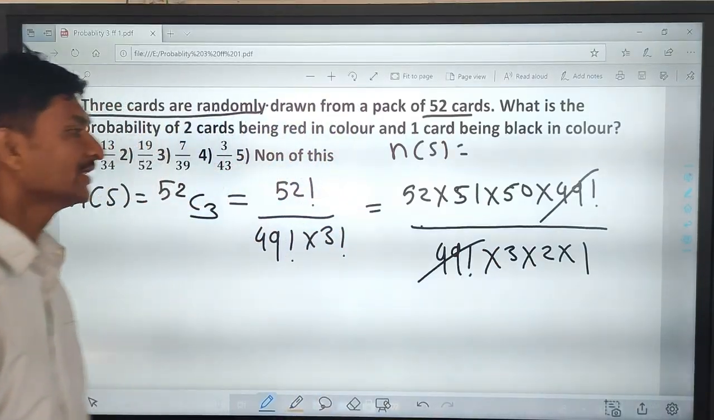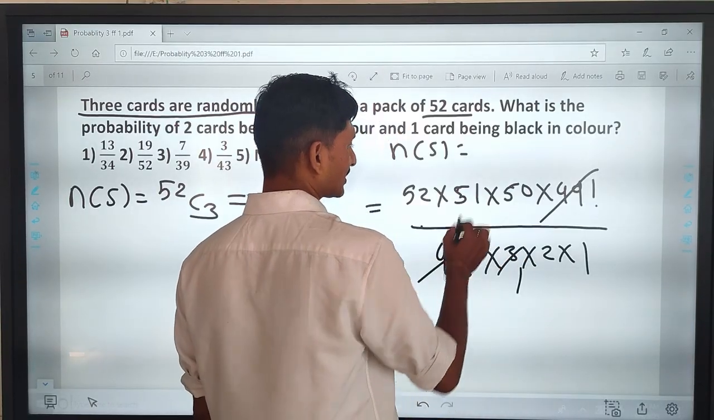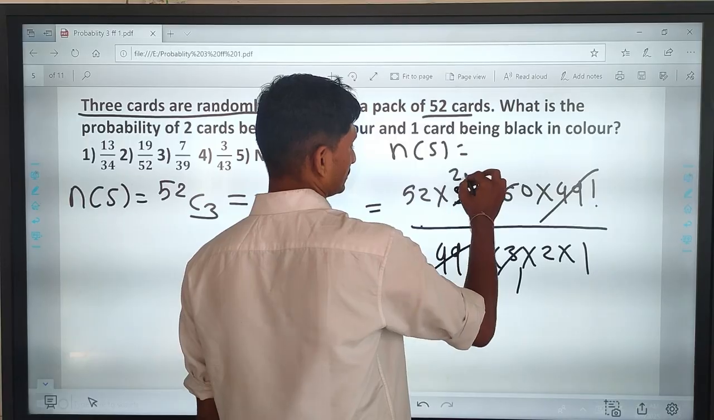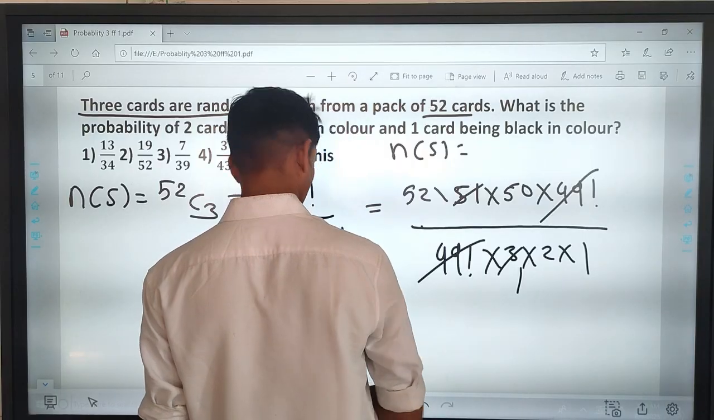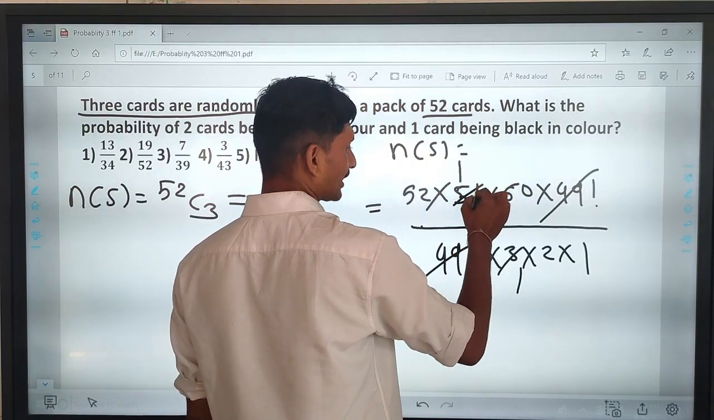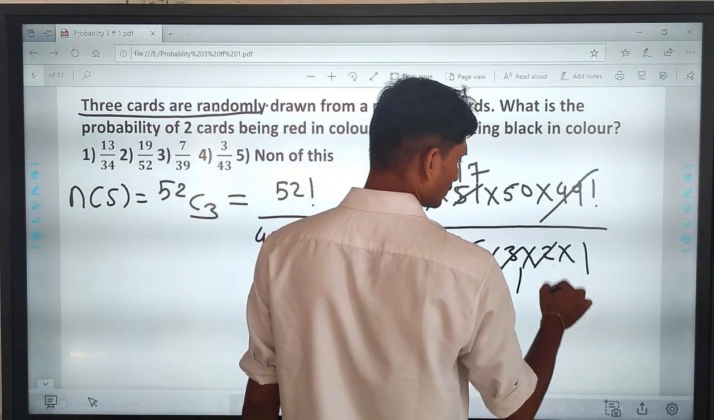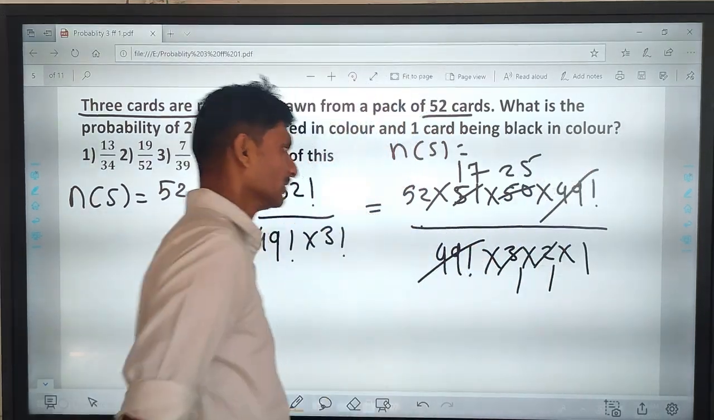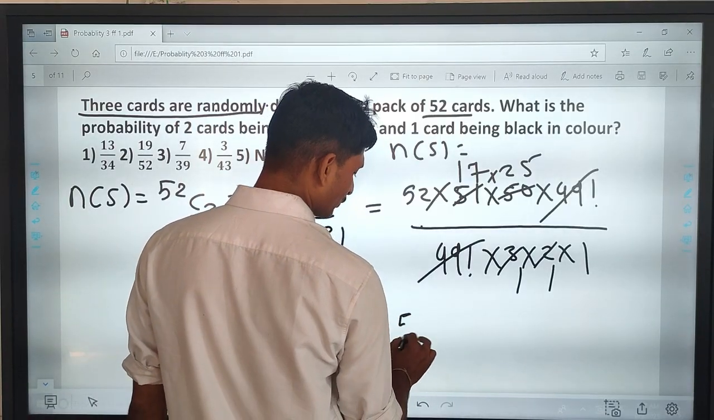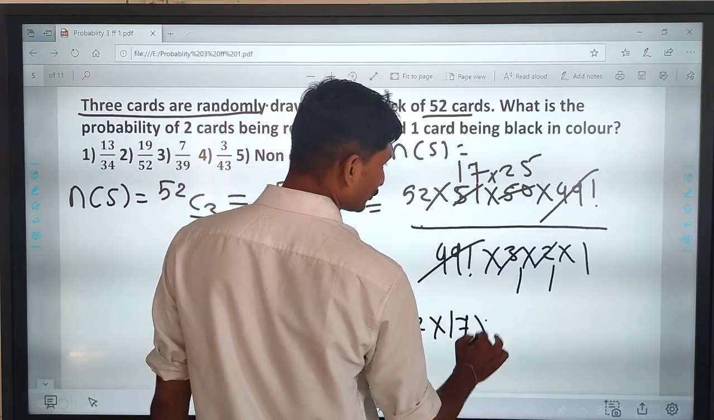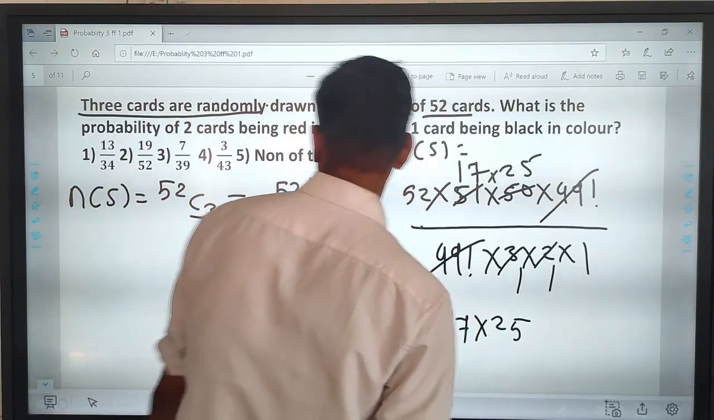49 and 49 get cancelled. Here 3 into 1 the 3 remains 2, 17. Here 2 means 2 1 the 25. Here n(S) is equal to 52 into 17 into 25. This is your n(S).